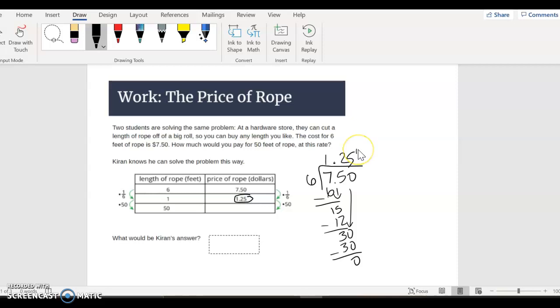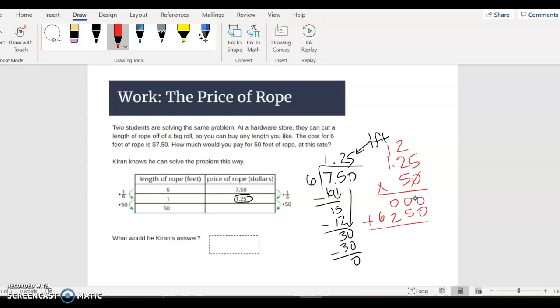So then in order to find the cost for 50 feet of rope, we would simply take our price for 1 foot of rope and multiply it by how many feet we are trying to buy. Remember, we multiplied with a decimal, so we've got to move our decimal 2 times in our answer. So he would spend $62.50 for 50 feet of rope.